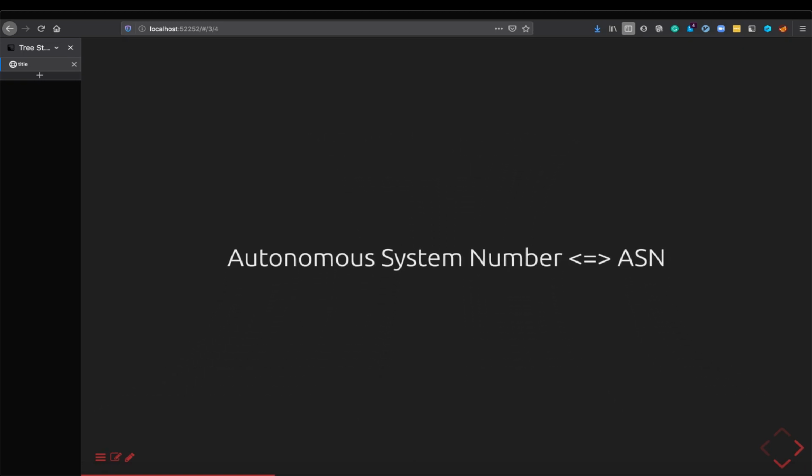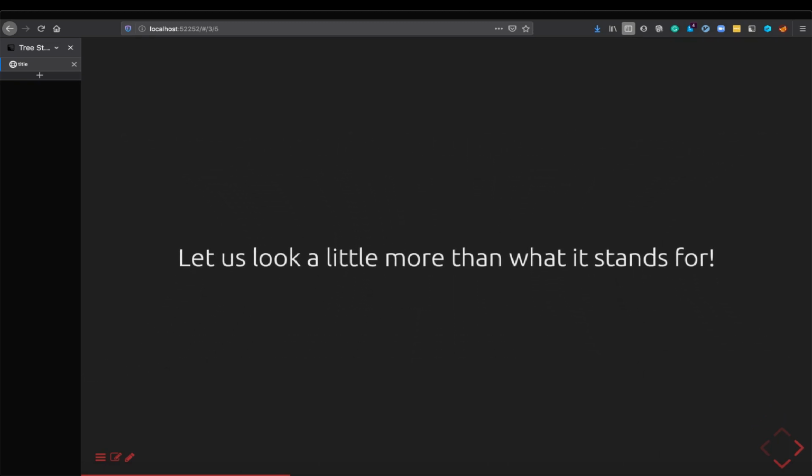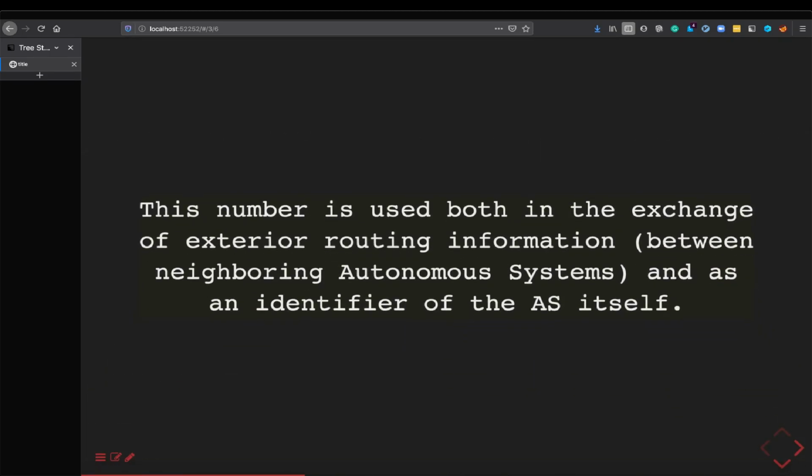So ASN stands for Autonomous System Number. Okay, is that all we want to know about? Absolutely not. We are not here just to understand what it stands for. So let us dig a little deeper. ASN is a number which is used for exchanging routing information between other autonomous systems.